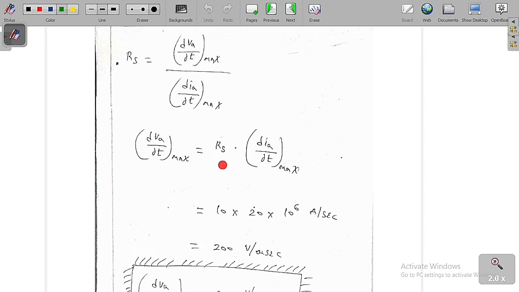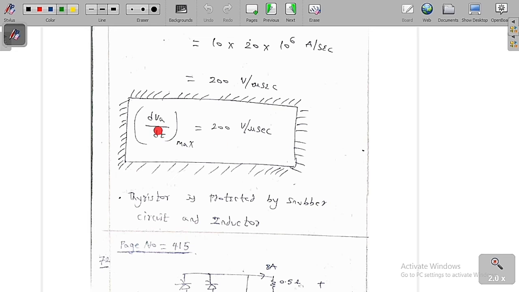You know the value of Rs, which is 10 ohm, and diat/dt max we have just figured out as 20 times 10 to the power of 6 ampere per second. If you solve this, we get 200 volt per microsecond. This is the correct solution, because 10 times 20 is 200, and if you take the 10 to the power of 6 downward, we get microsecond, and ampere into resistor is equal to volt. So volt per microsecond. 200 volt per microsecond is the correct solution of this question. So dVA/dt max is equal to 200 volt per microsecond.